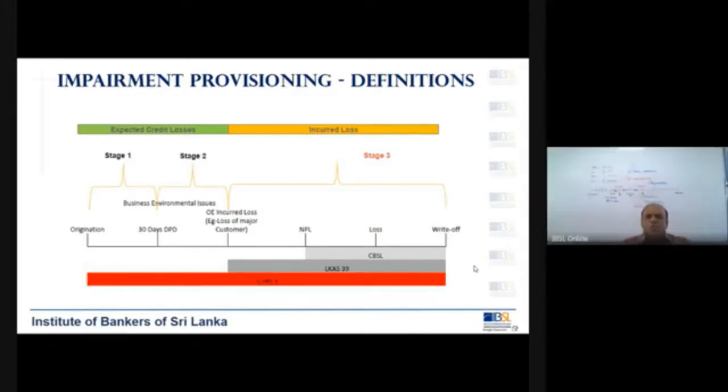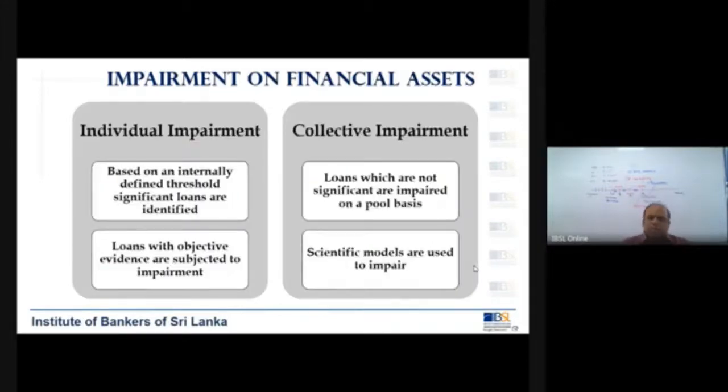Right. So with that backdrop, we don't have to worry about the CBSL provisioning as well as LKAS 39 provisioning. Don't worry about those, because those are not currently in scope. What we have to look at is only the SLFRS 9 based provisioning. Now the impairment takes two forms, namely individual impairment and collective impairment.